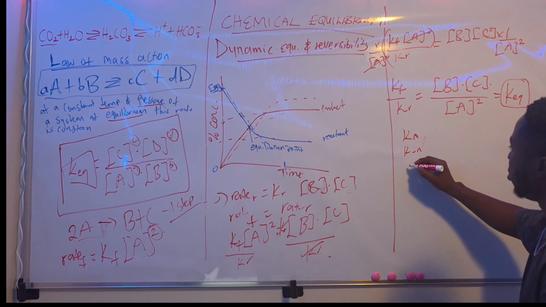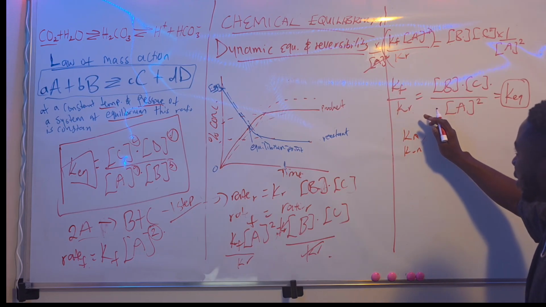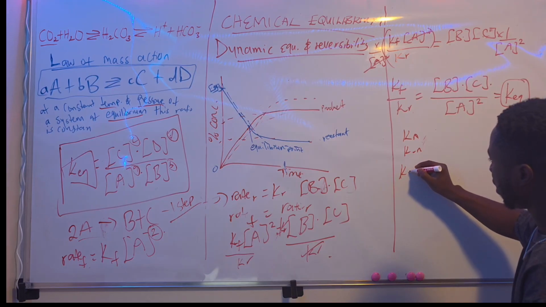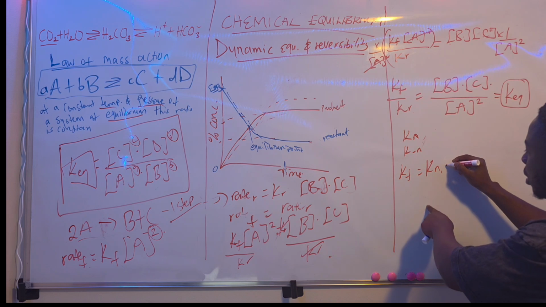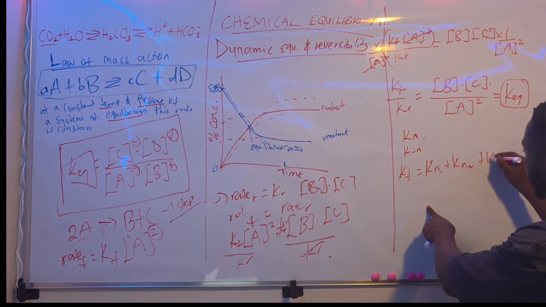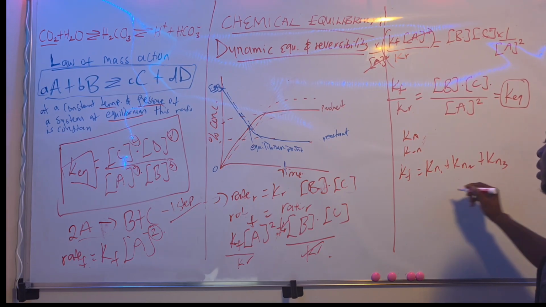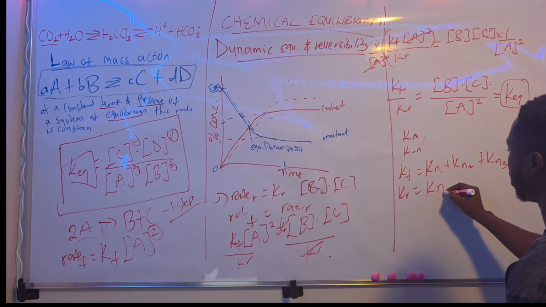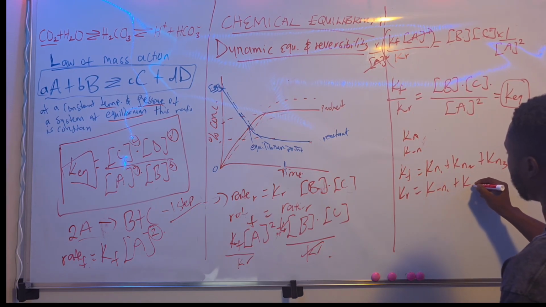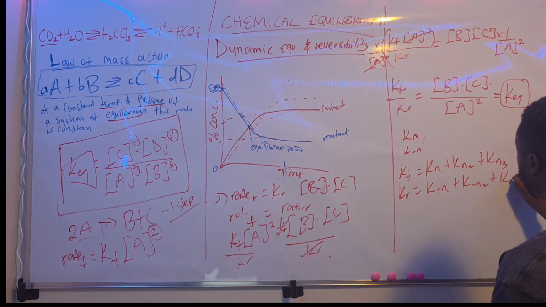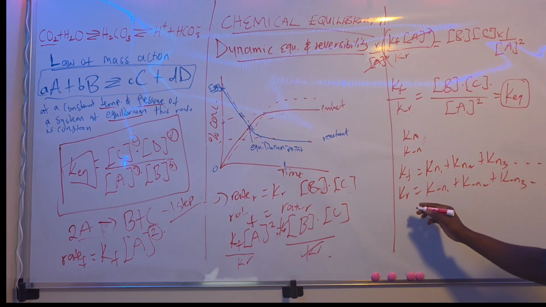So therefore, my Kf of the forward reactions is going to be like Kn1 plus Kn2 plus Kn3, for however many steps of reaction that I have, till infinity. And my K of the reverse is going to be K minus n1 plus K minus n2 plus K minus n3, all the way till however many steps of reaction that I do have.